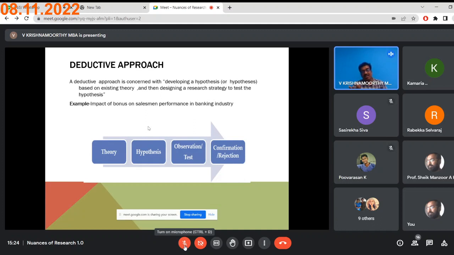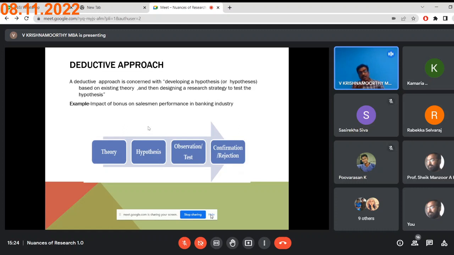You are aware of hypothesis. Hypothesis is nothing but a tentative assumption about a population. There are two types of hypothesis. One is the null hypothesis, another is the alternate hypothesis. What is the null hypothesis? The null hypothesis says there is no significant difference between x and y, or there is no significant difference between independent variable and dependent variable. Whereas the alternate hypothesis says there is a significant difference between independent variable and dependent variable. Whenever we do hypothesis testing, our main intention is to reject the null hypothesis.